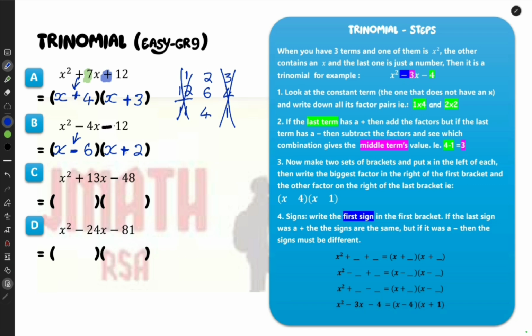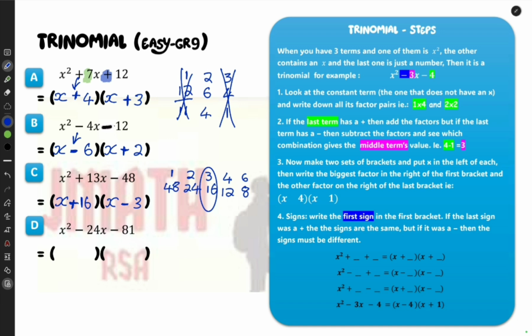Okay, let's do the rest a bit faster. So in this case, 48, these are the factors of 48. Okay, now I'm looking for the pair that if I subtract them, it gives me a 13. I can see those ones are going to give me a 13. So this is going to be x and x. That's going to be the 16. That's going to be the 3. First sign is a plus, and then the signs are different. There we go. That is the factorized version of that trinomial.